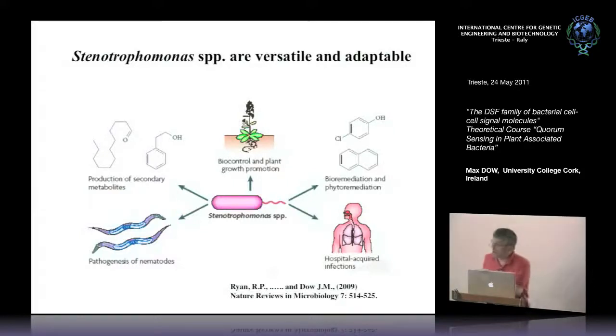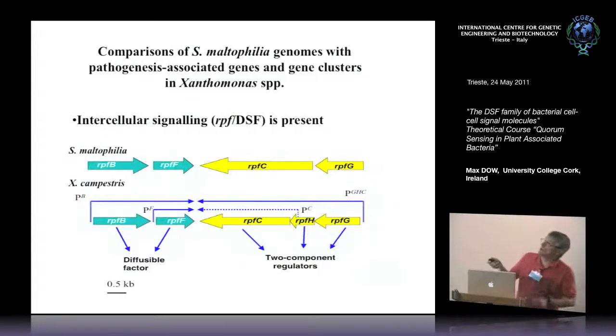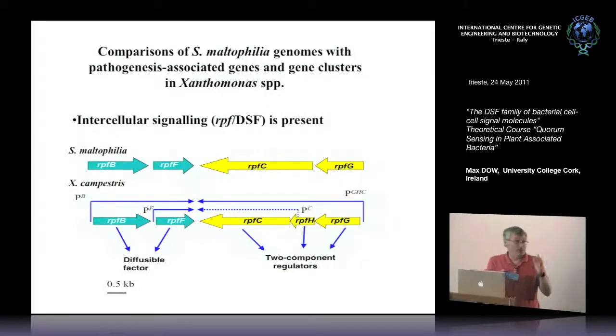And again, we looked in the genome sequence of this organism, S. maltophilia K279A, which is a clinical isolate, and it has an RPF gene cluster which is very similar to that in X. campestris. Here we see that the RPFH gene is missing. RPFC is a slightly larger gene, but all the other elements are there. We were able to show that S. maltophilia produced the DSF signal molecule as assayed by our Xanthomonas assay.